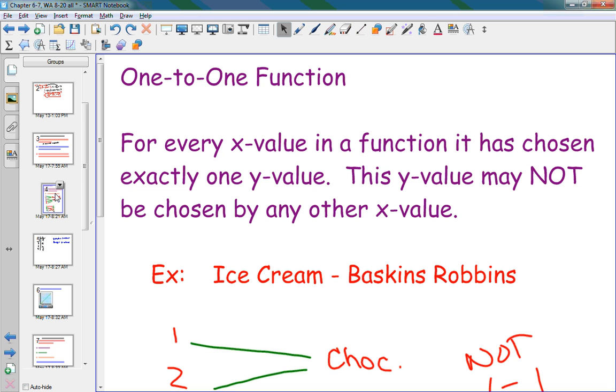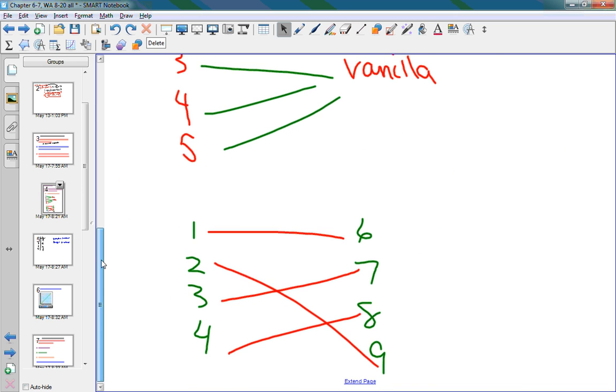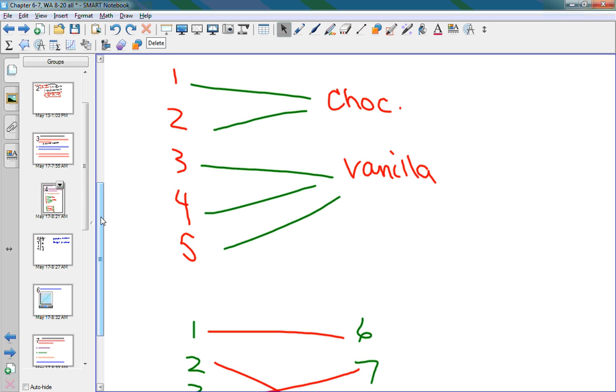Now, if I give you something that looks like this, and I say, is this a function? In other words, the question you ask yourself is, did my x values repeat? 1 chose chocolate, 2 chose chocolate, 3 chose vanilla, 4 chose vanilla, 5 chose vanilla. Did any of my x values repeat? Did any choose both chocolate and vanilla? No, we had no double dippers there. Does that make sense? Nobody was able to get 2 different varieties. Okay? So therefore, this is a function.